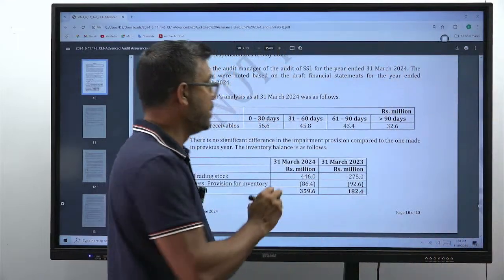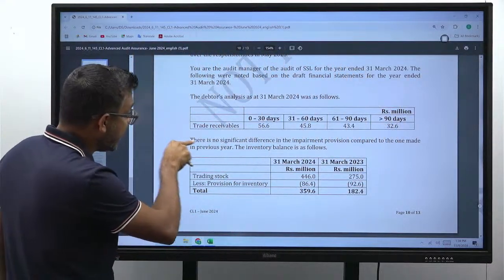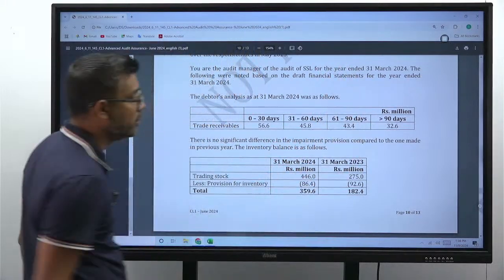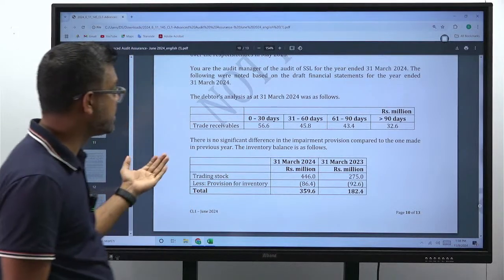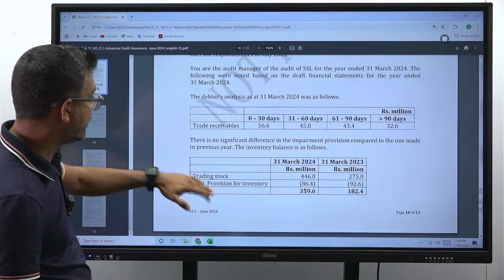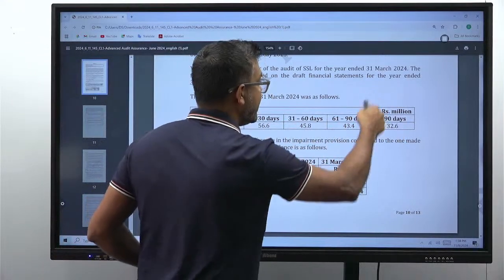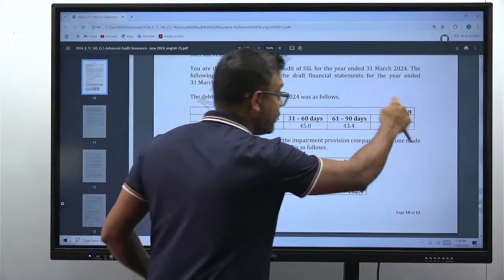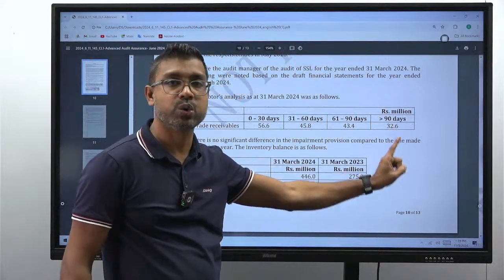Now debtors impairment is a question in this question. Why? Because here there is no significant difference in impairment provision compared to the one made in the previous year, debtors impairment provision. So they are talking about actually inventory, sorry, here in the second point. But here if you look at the fifth point that you should mention under risk of material misstatement, risk of debtors valuation. Because more than 90-day debtors are subject to debtors impairment.